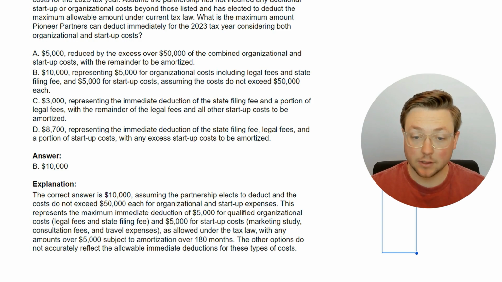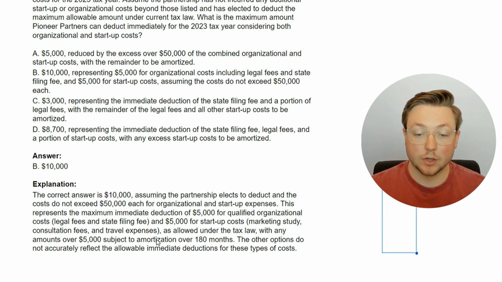The correct answer is $10,000, assuming the partnership elects to deduct and the costs do not exceed $50,000 each for organizational and startup expenses. This represents the maximum immediate deduction of $5,000 for qualified organizational costs, such as legal fees and state filing fee, and $5,000 for startup costs, such as the marketing study, consultation fees, and travel expenses, as allowed under the tax law, with any amounts over $5,000 subject to amortization over 180 months. The other options do not accurately reflect the allowable immediate deductions.